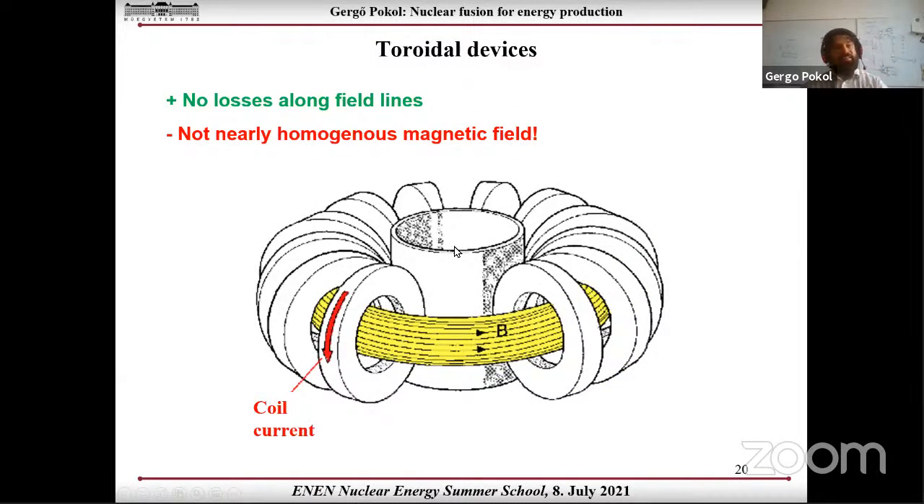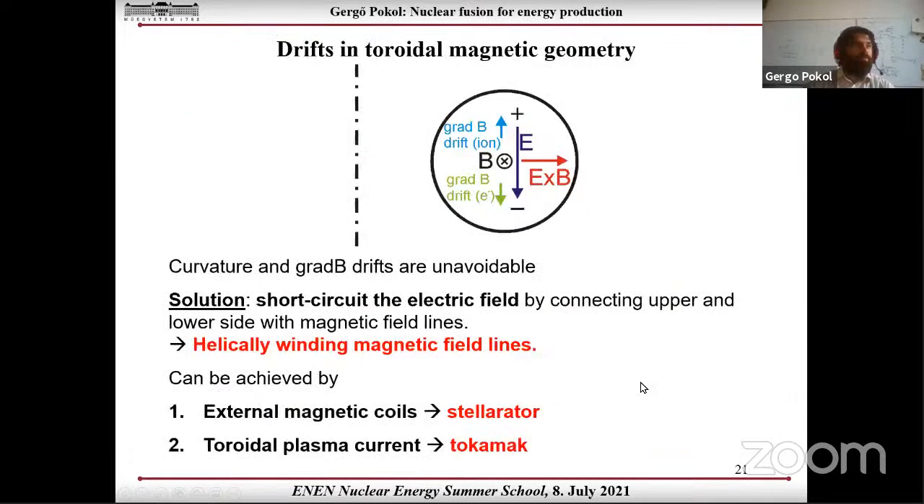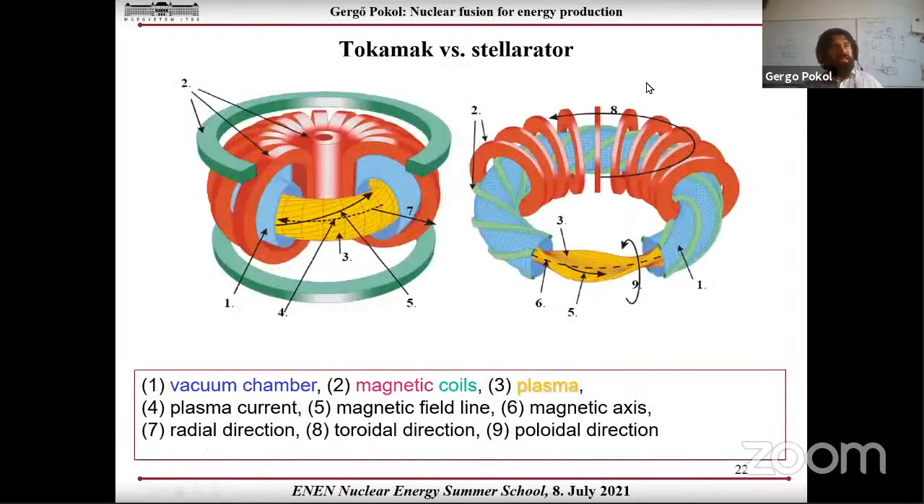But at first glance, if the magnetic field lines do not leave the device itself, and in a toroidal geometry you can do it, then your particles will just go around and around. The problem is that these drifts will slowly move the plasma out of the machine. I won't go into real details here, but what you need in the end is some kind of helically wound magnetic field structure. And there are two ways to produce it.